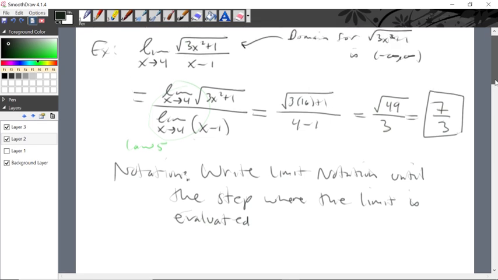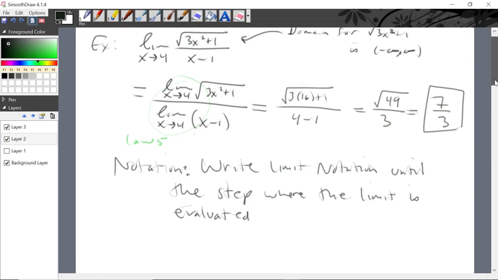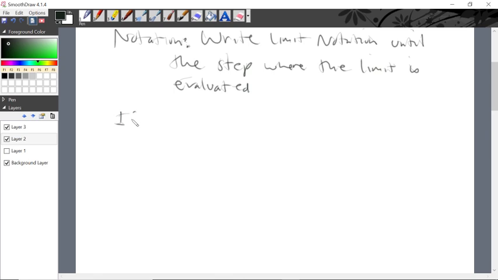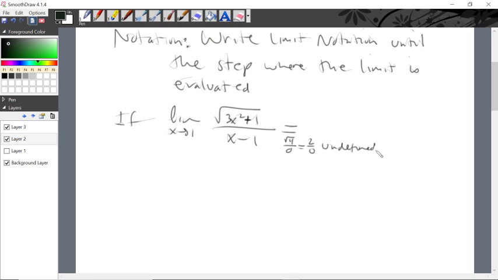Okay, now what if we had taken x to 1? Let's say we had done the limit as x goes to 1, as a reminder, because we did stuff like this before: the square root of 3x squared plus 1 over x minus 1. Now notice in this case that although the numerator is going to something finite, which in this case would be the square root of 4, which is equal to 2, the denominator is going to 0. So we're getting 2 over 0. This is undefined. It is not indeterminate.